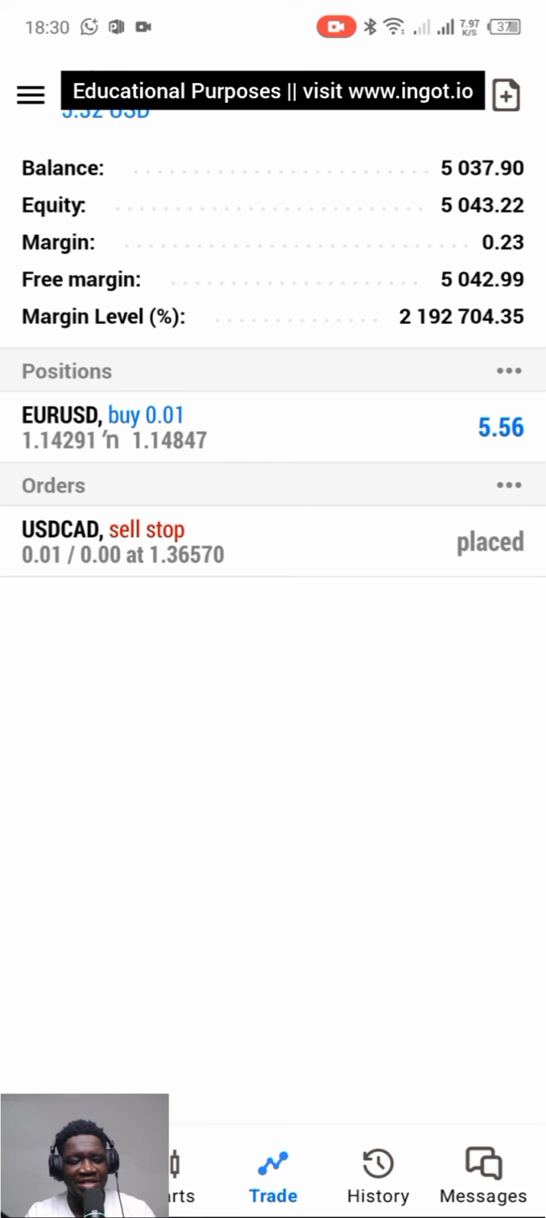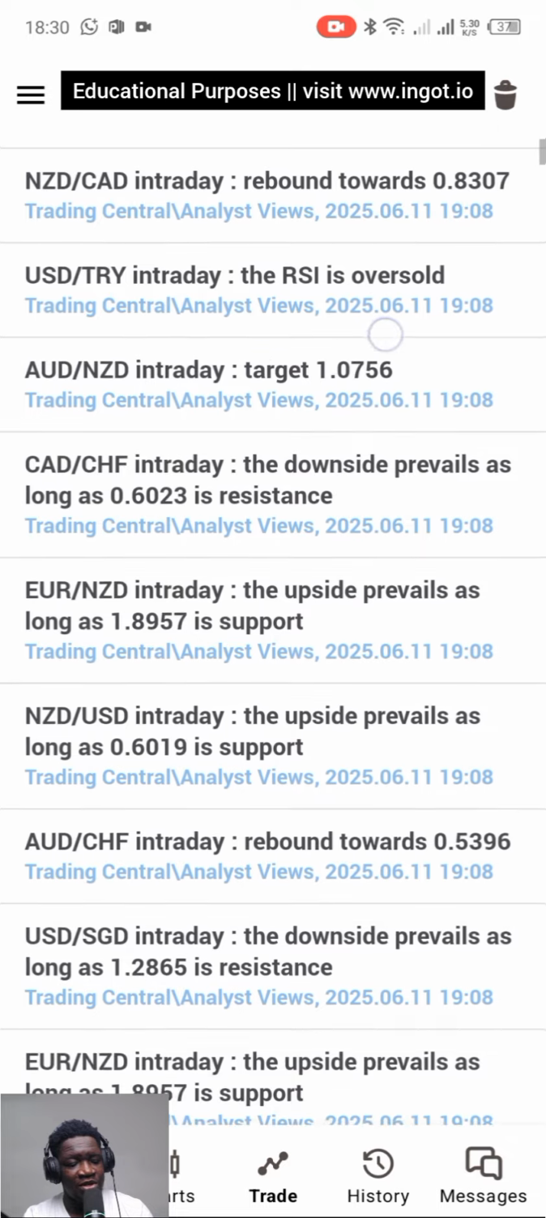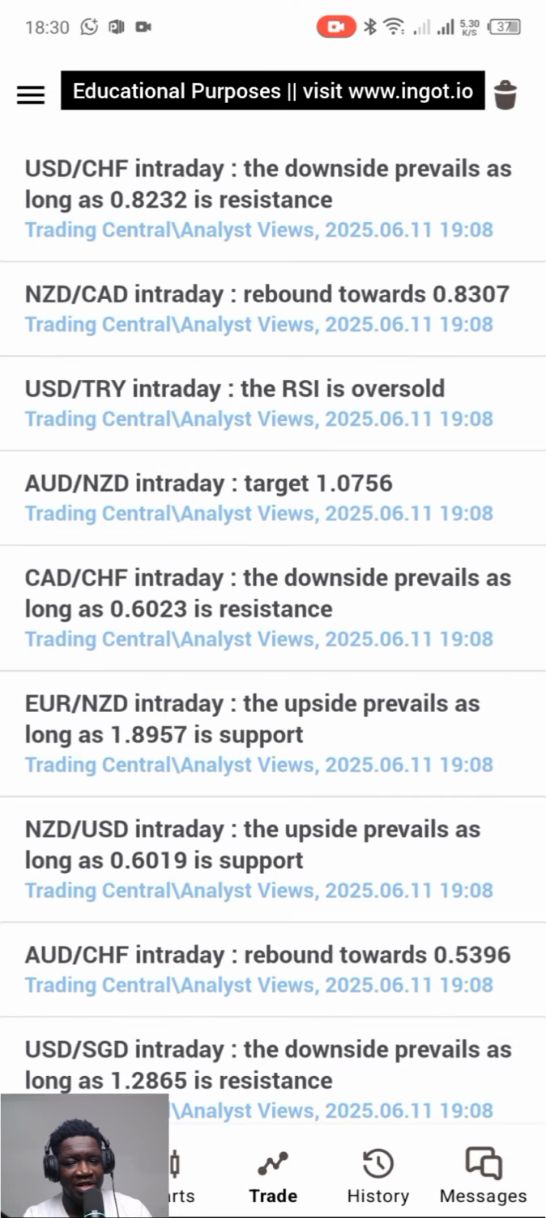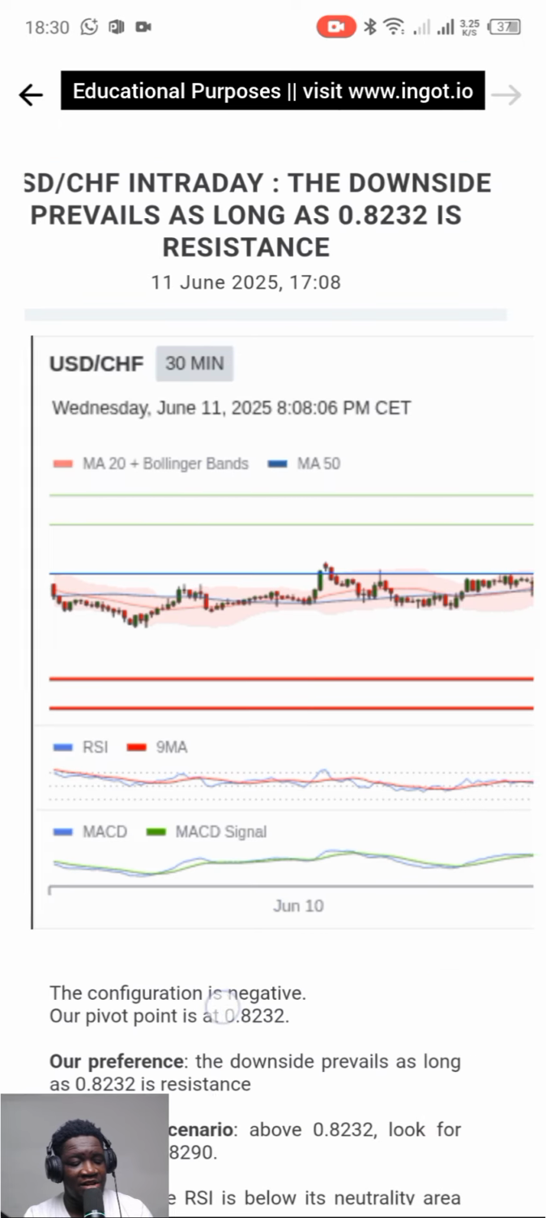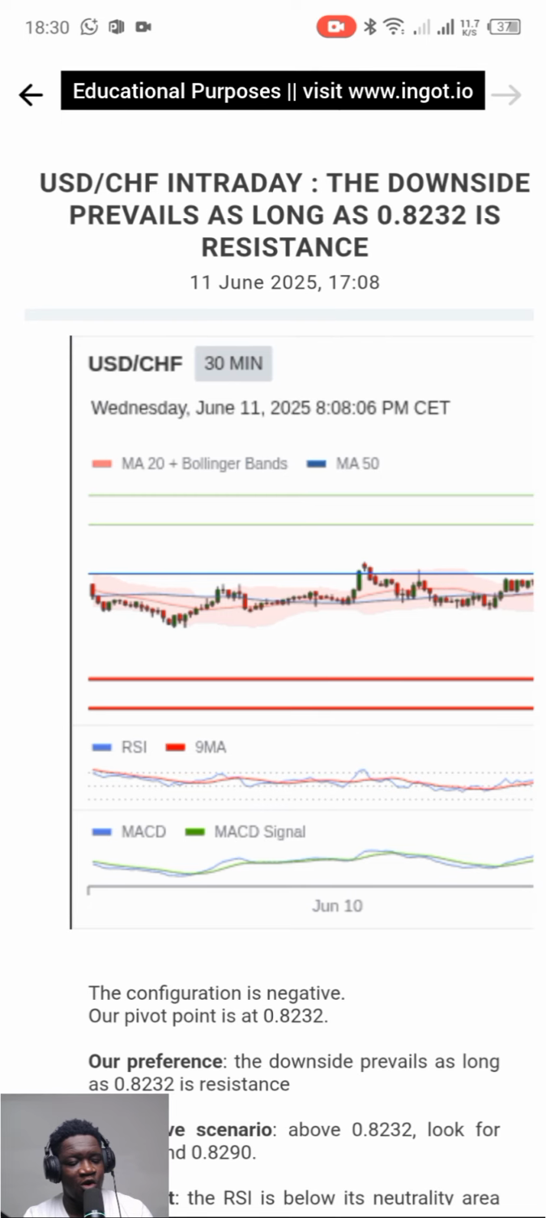Now let's look at the other signal, and this other signal is within the MT5 itself. So you come up here. If you're using an Android phone like this, up here, tap the top left corner, and you click on news. With the news, you see all of these signals here. Just press here like this, and then you would see this. It says that the downside prevails as long as 0.8232 is resistance. So it's just telling you that price will keep going down.